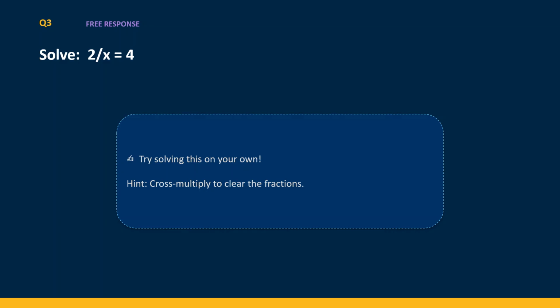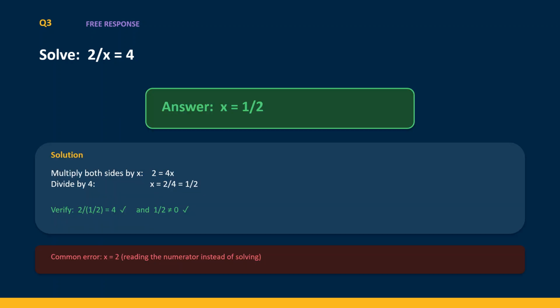Question 3. Free response. Solve. 2 over x equals 4. Express your answer as a single number. Allow a pause for independent work before revealing the answer. The correct answer is x equals 1 over 2. The solution proceeds by multiplying both sides by x, yielding 2 equals 4x, and dividing both sides by 4 to obtain x equals 2 over 4 equals 1 over 2.